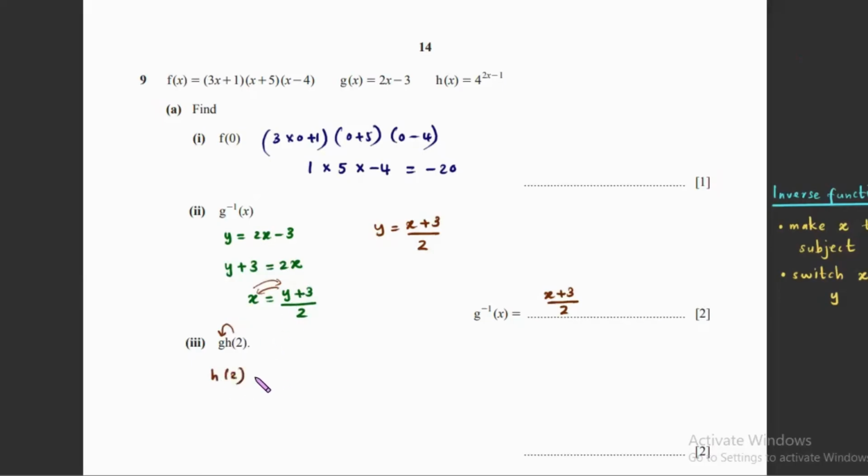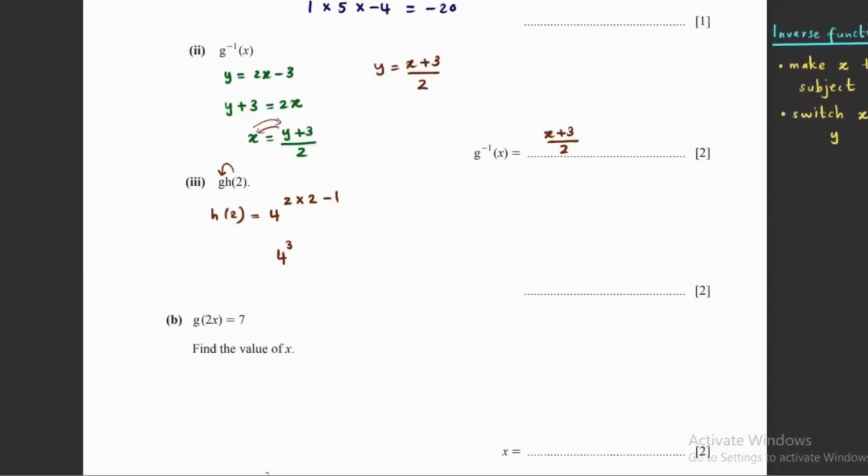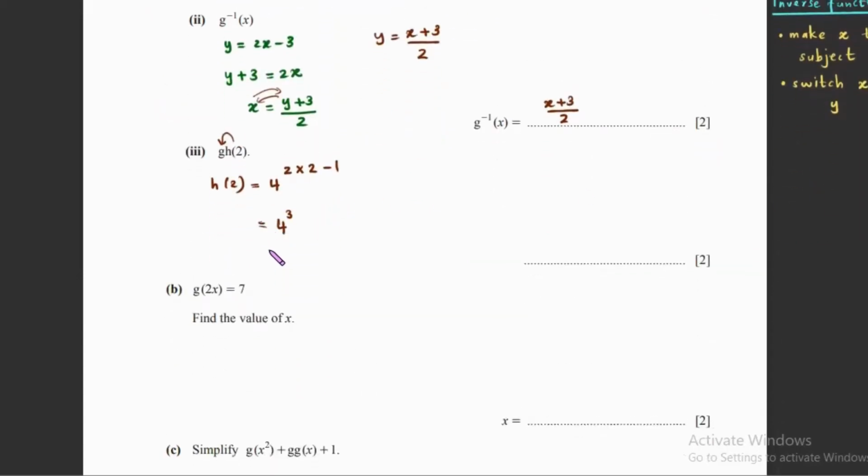To find h of 2, it's going to be 4 to the power 2 times x. So 2 times the value of this x, which is 2, and I need to deduct 1 from this. So 2 times 2 is 4, and 4 minus 1 will be equal to 3. So that's going to be 4 to the power 3. 4 to the power 3 is the same as 64, which means h of 2 is 64.